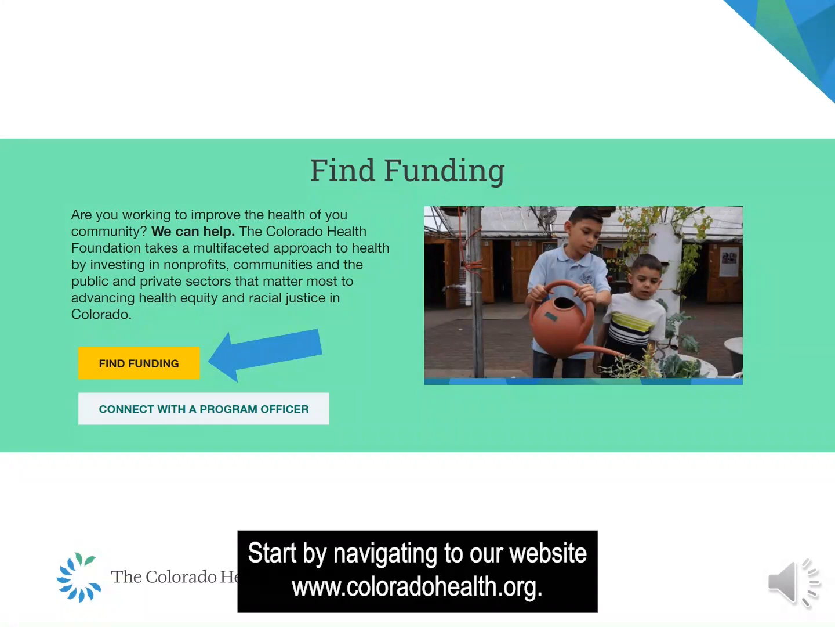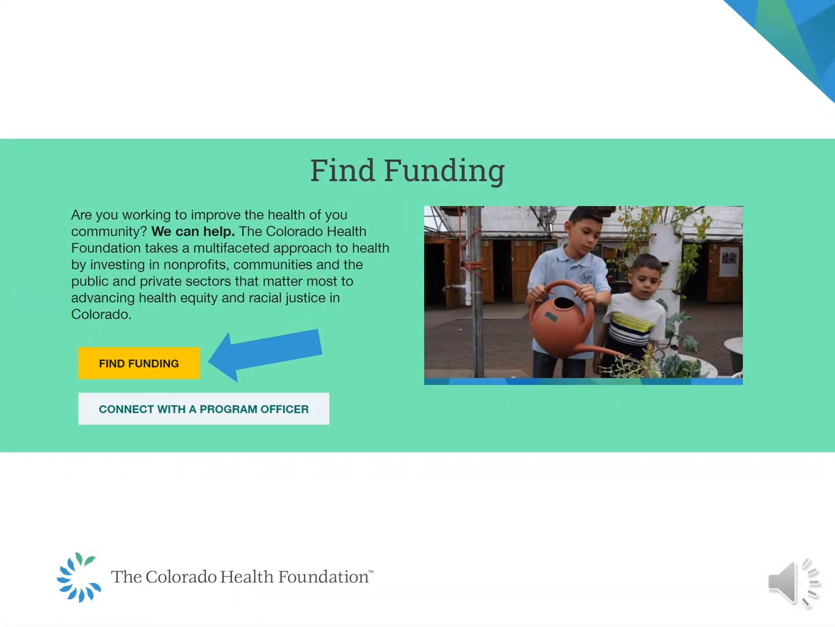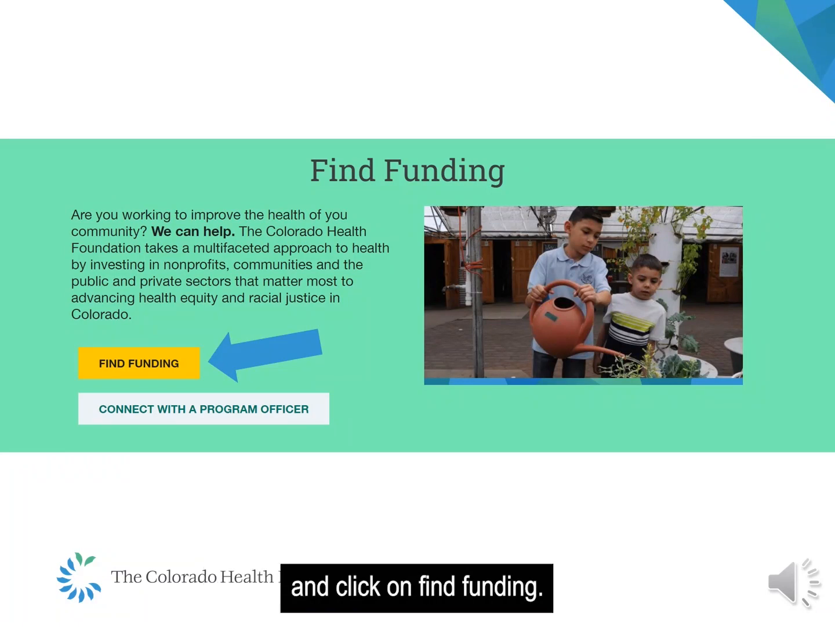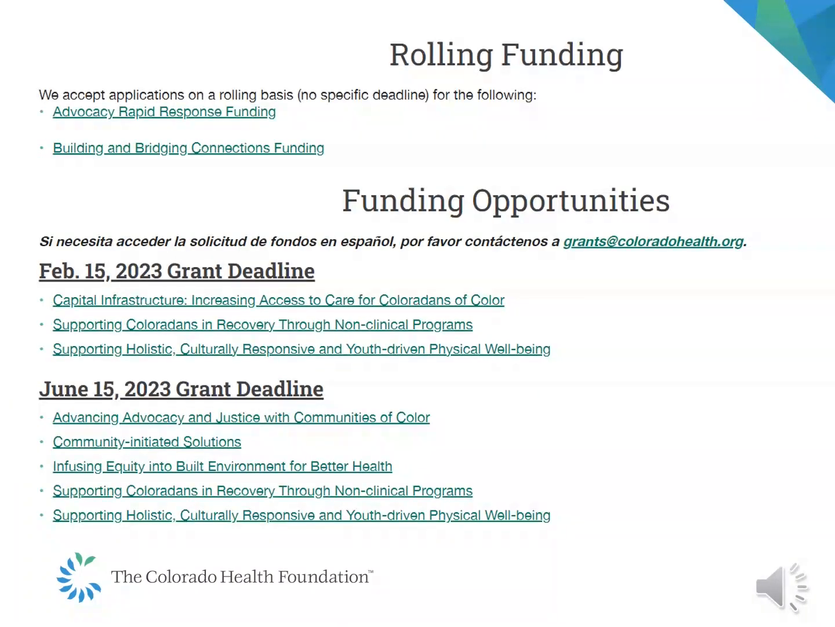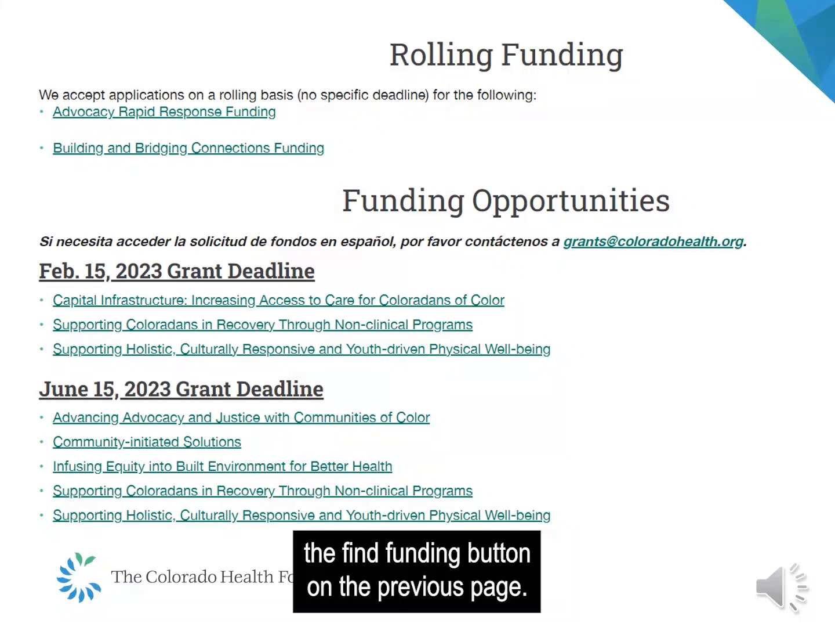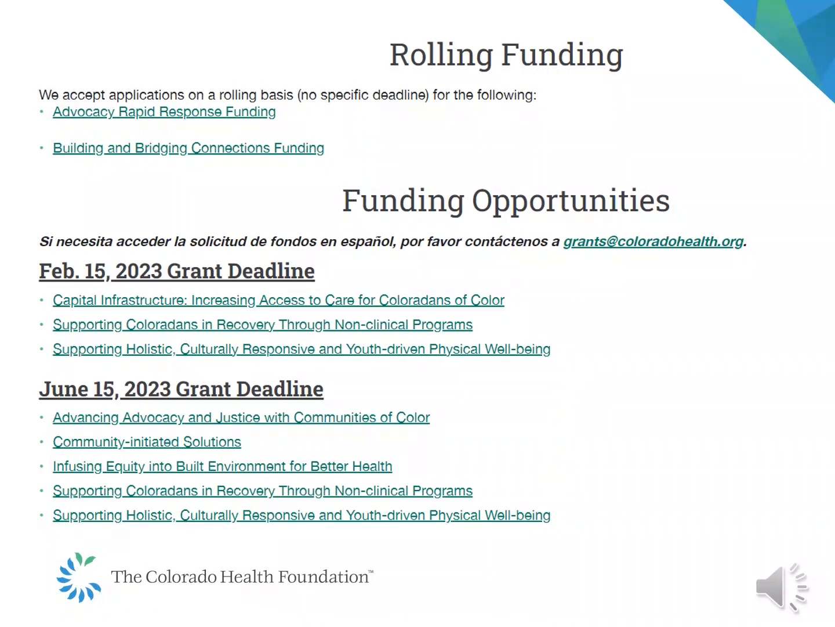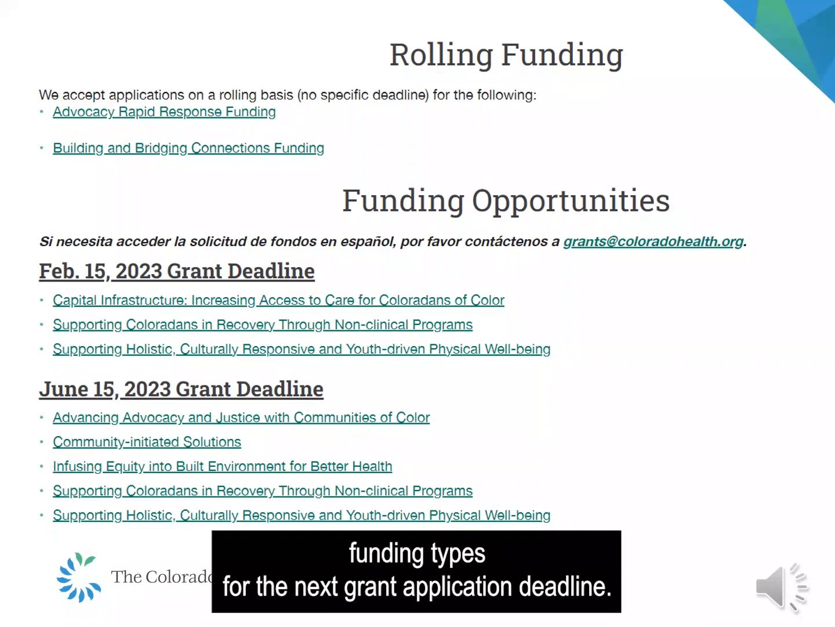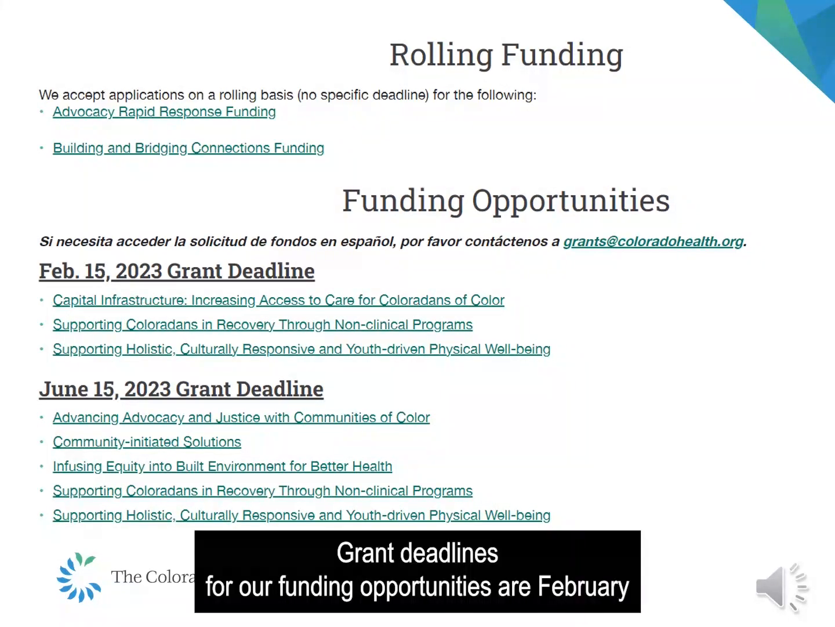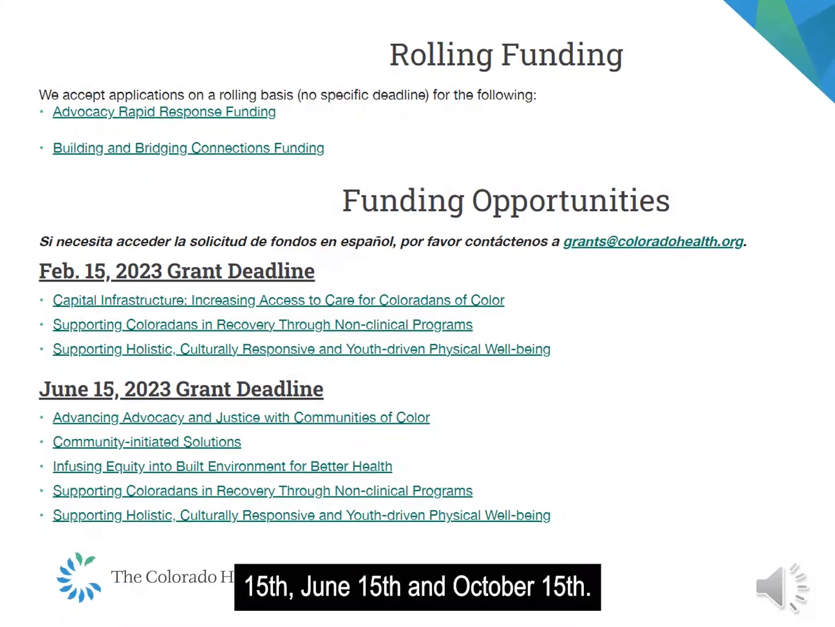Start by navigating to our website, www.coloradohealth.org. Once there, scroll down to the Find Open Funding section and click on Find Funding. Here is an example of what you'll see once you click the Find Funding button on the previous page. You'll see a list of available funding types for the next grant application deadline. Grant deadlines for our funding opportunities are February 15th, June 15th, and October 15th.